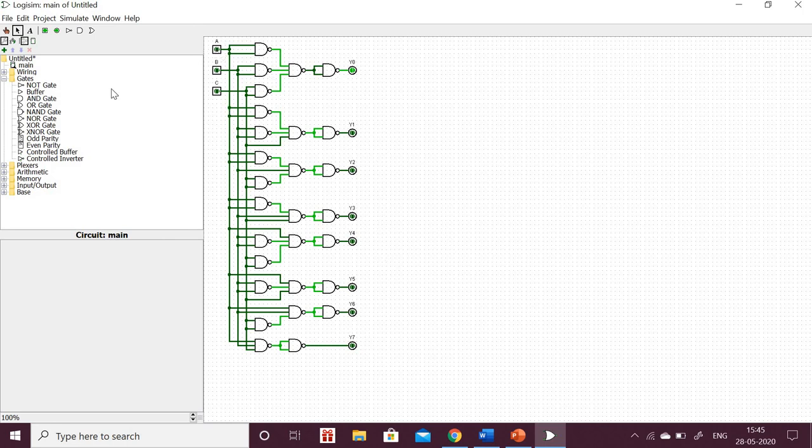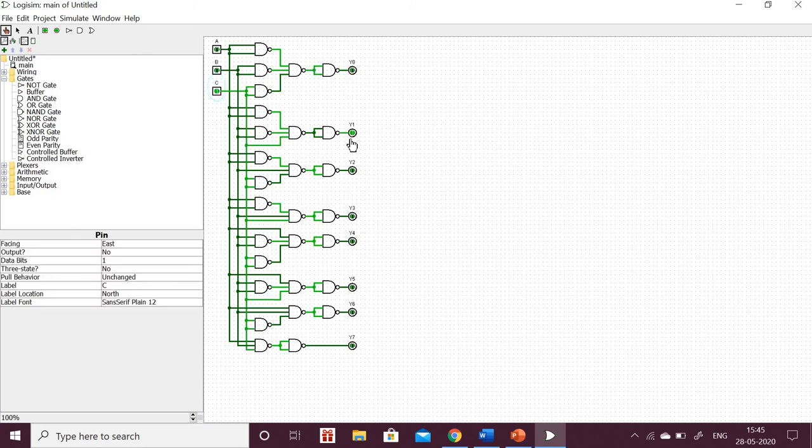Here 3 inputs are there, 8 outputs are there. Now you can see all 0 0 0, that's why y0 is 1. If I give 0 0 1, y1 will be activated. If I give 0 1 0, y2 will be activated. If I give 0 1 1, y3 will be activated. If I give 1 0 0, y4 will be activated. If I give 1 0 1, y5 will be activated. If I give 1 1 0, y6 will be activated. If I give 1 1 1, y7 will be activated.